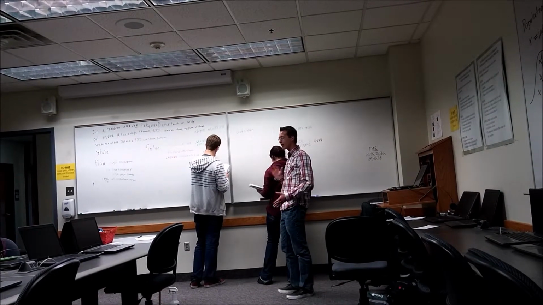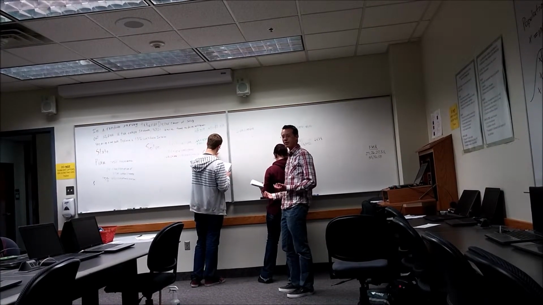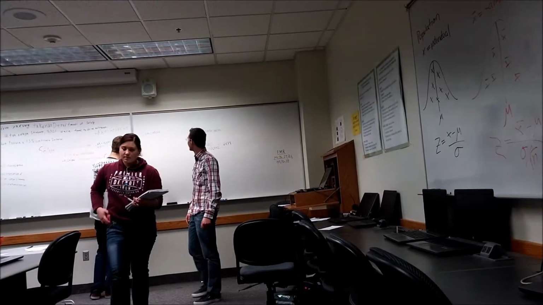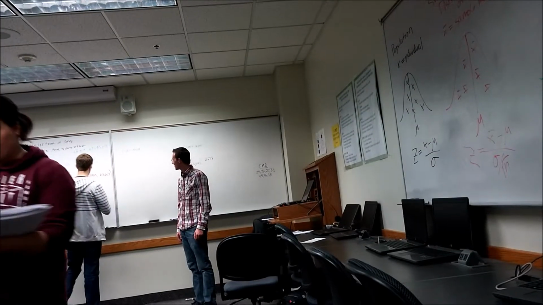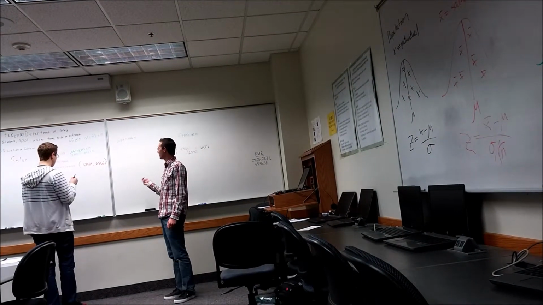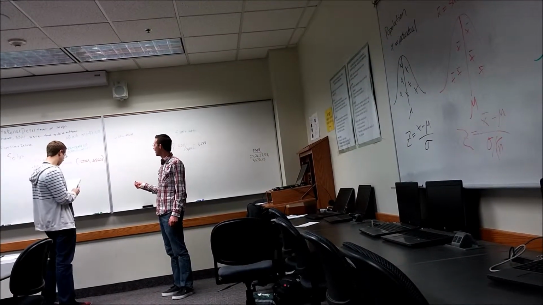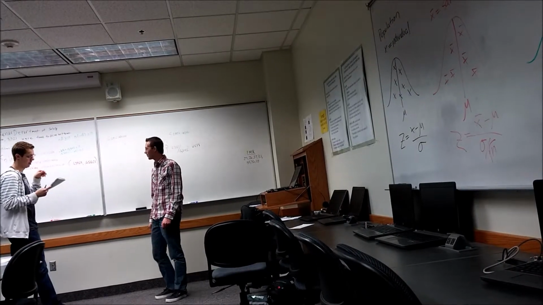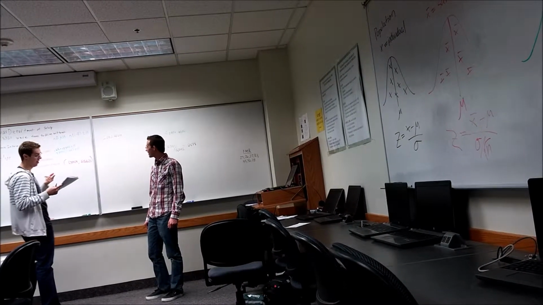So does everyone feel like they have a pretty good grasp on this, or any questions while we're meeting? How did you calculate it? So you take p hat plus or minus the z star, and then the standard deviation.